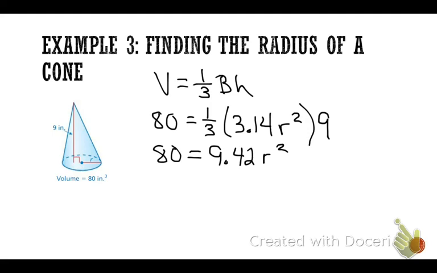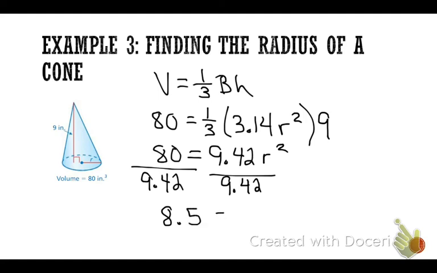All right, so now divide both sides. So now I'm just solving an equation. I'm solving for r. Divide both sides by 9.42. 80 divided by 9.42. Okay, so did you guys get about 8.5? Yeah. Okay, so 8.5 equals r squared.